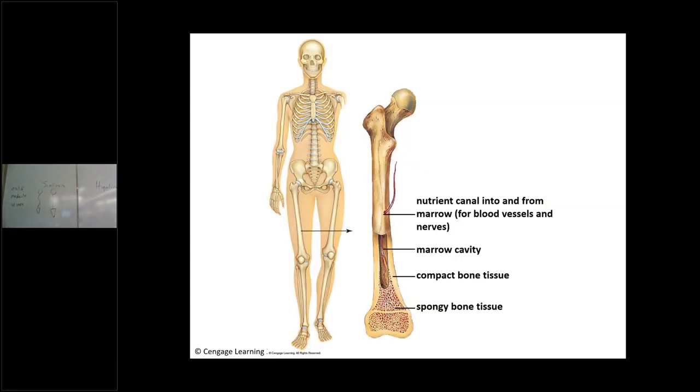Oh yes, I'm sorry if I didn't say that. Yes, correct. So at the ends of the bone, red marrow. Everywhere else, yellow marrow. So red marrow at the ends, yellow marrow in between in that medullary cavity.